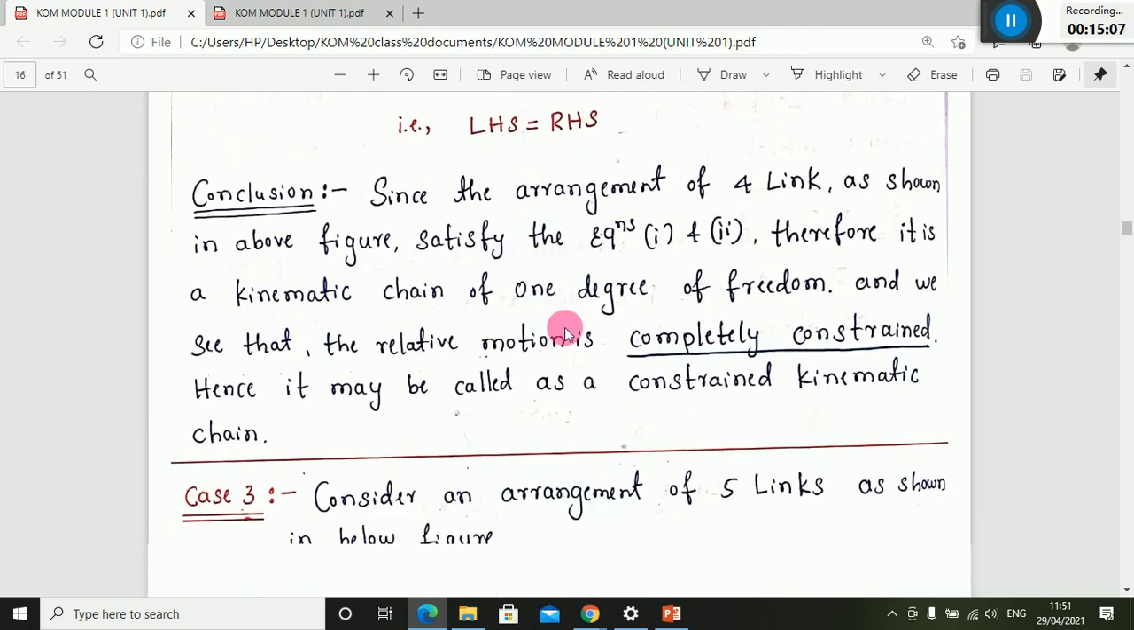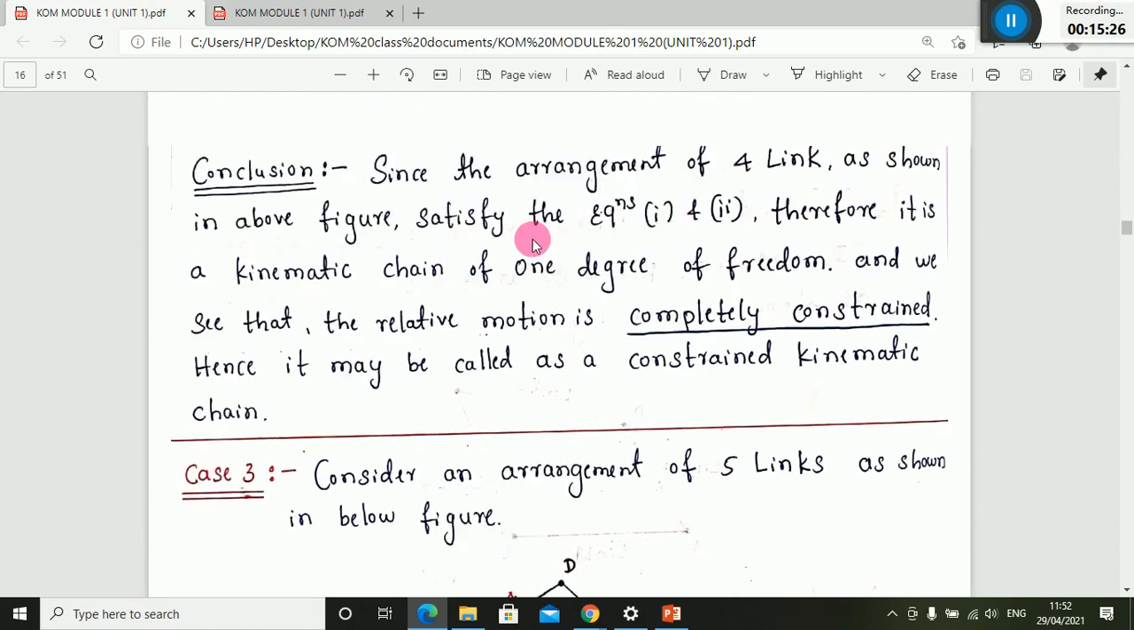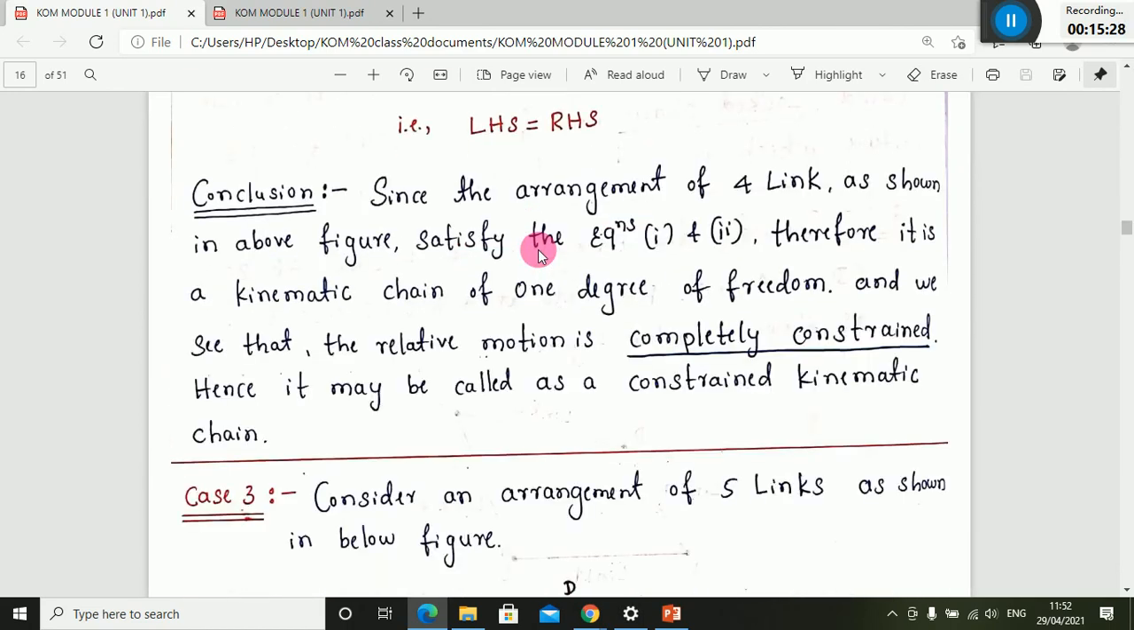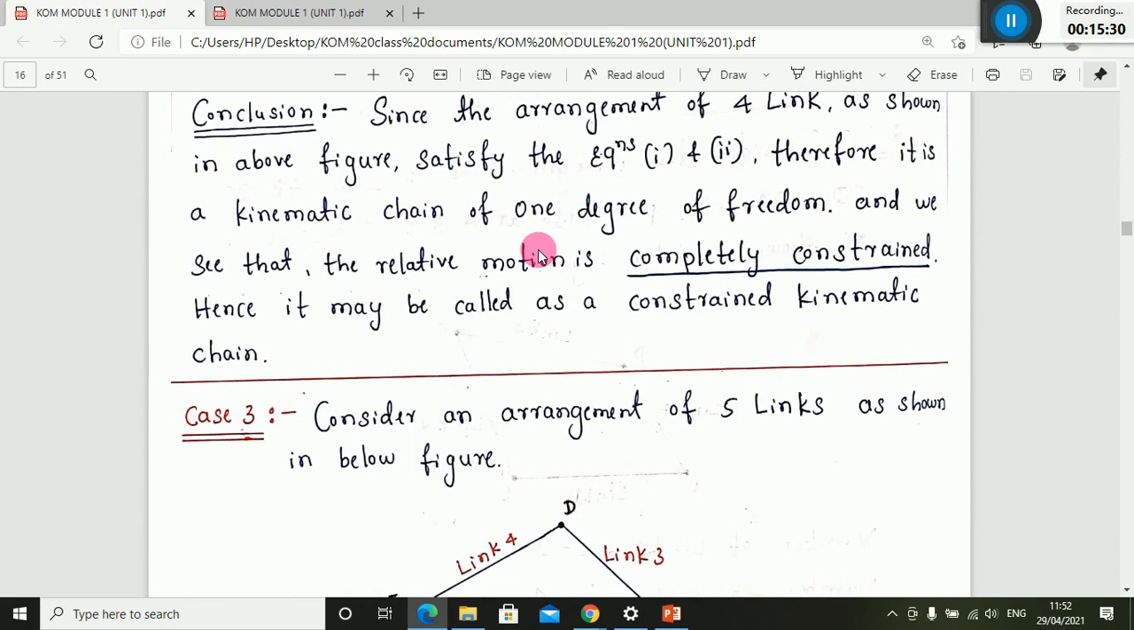Since the arrangement of 4 links as shown in the above figure satisfies equations 1 and 2, therefore it is a kinematic chain. Please underline this: it is a kinematic chain. And I can say that it is completely constrained. So please write down this conclusion. I'll show the animation of this 4-bar chain, why it is called a kinematic chain, and why it is called completely constrained.